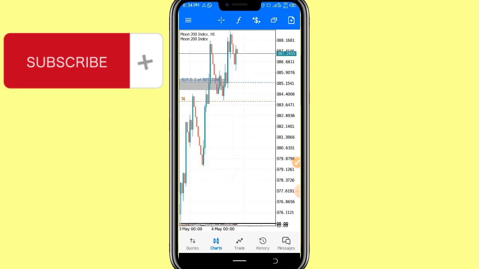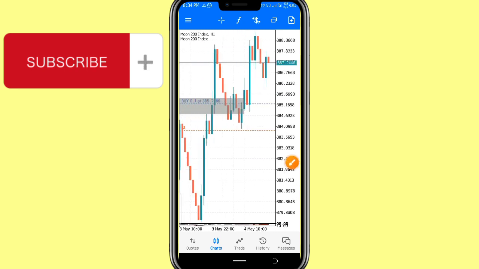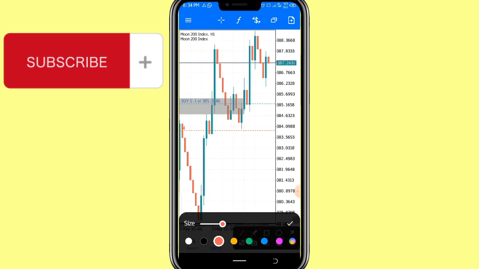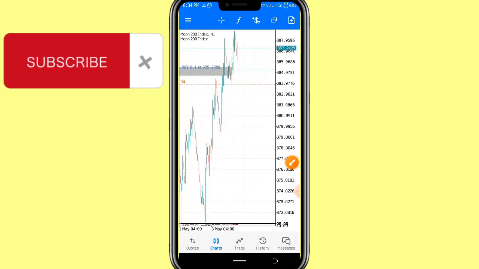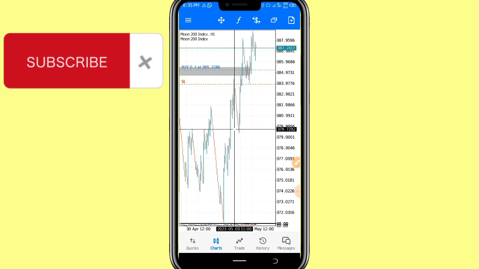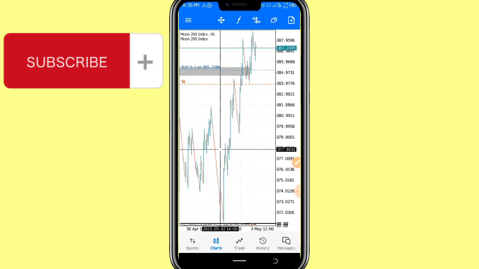The trade that is currently running is moon, as you can see, Moon 200 index. So when you see a low here, you see a higher high, another higher high, and then the previous move is above this high. You are seeing higher high, higher high. It means that the market is in an uptrend.